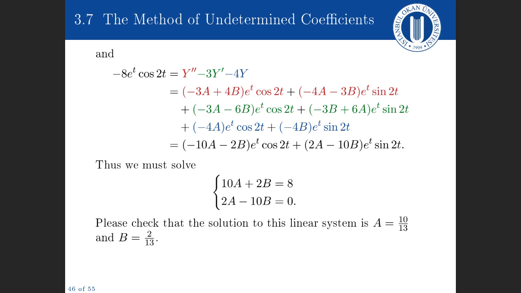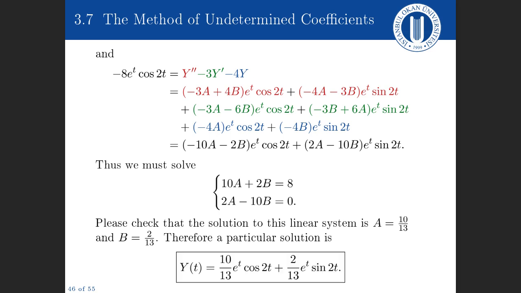And as soon as we know that, we've effectively finished the problem, because straight away we can write down that the particular solution is 10 over 13 e to the power t cos 2t plus 2 over 13 e to the power t sine 2t.